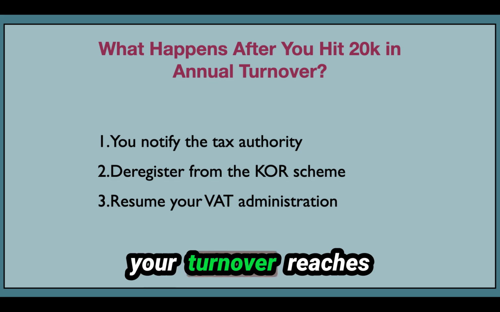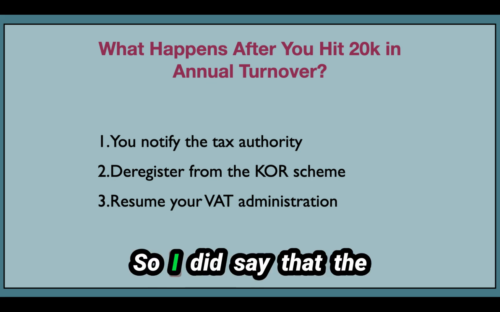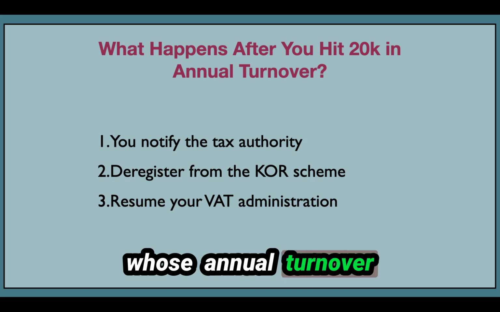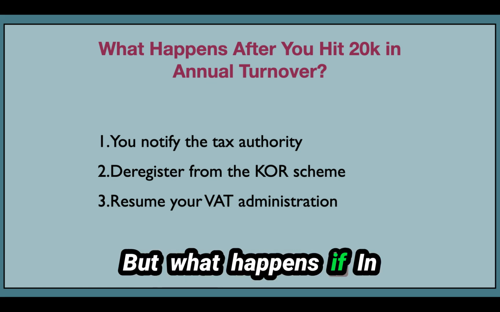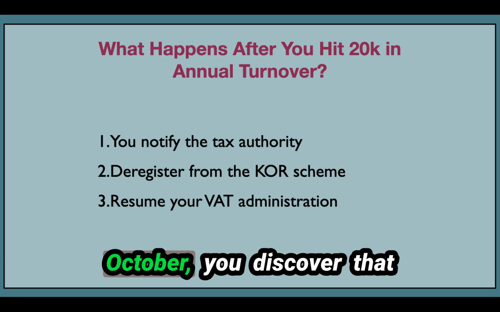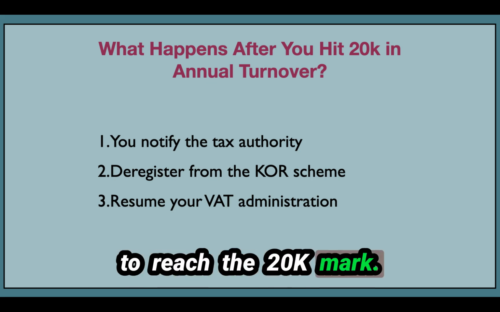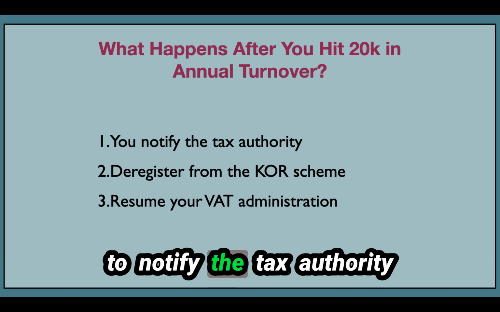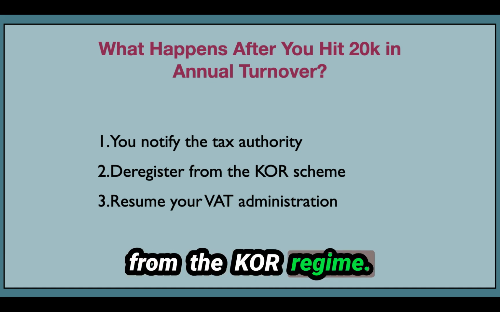What to do when your turnover reaches the 20K mark? So I did say that the KOR regime is for those whose annual turnover is less than 20K. But what happens if in October you discover that your turnover is going to reach the 20K mark? Then it's your responsibility to notify the tax authority and deregister yourself from the KOR regime.